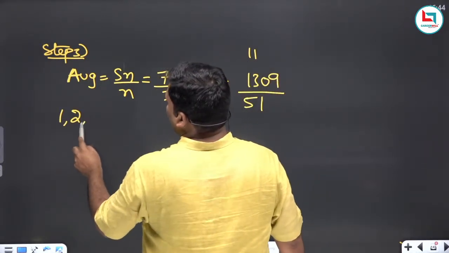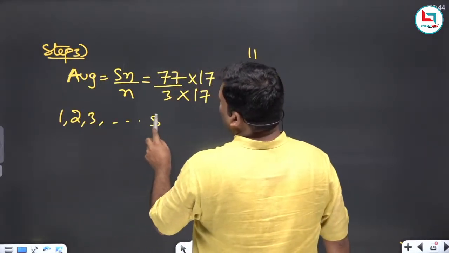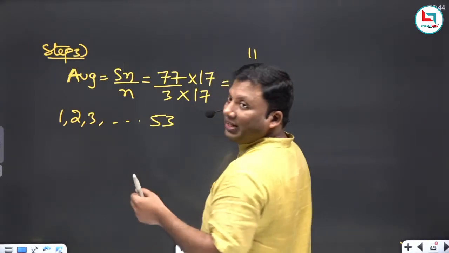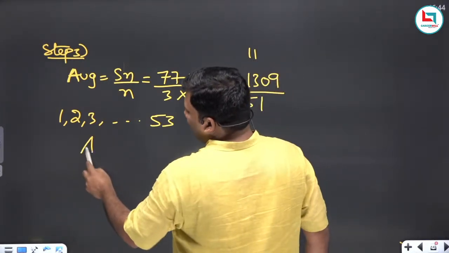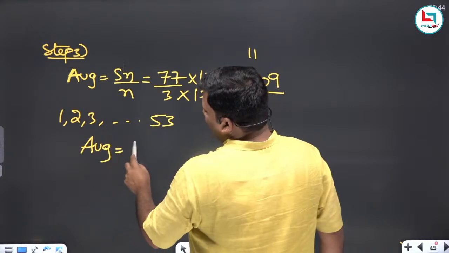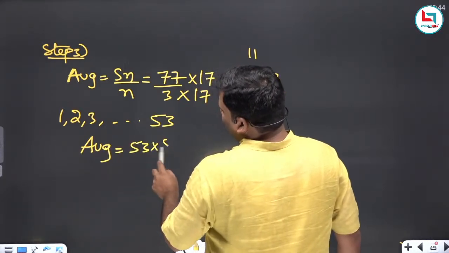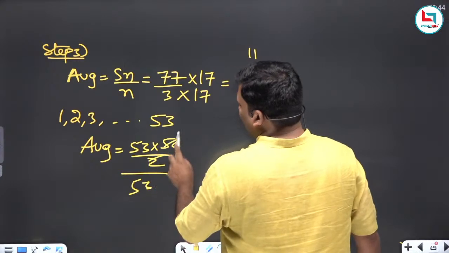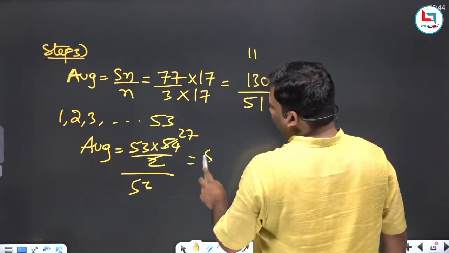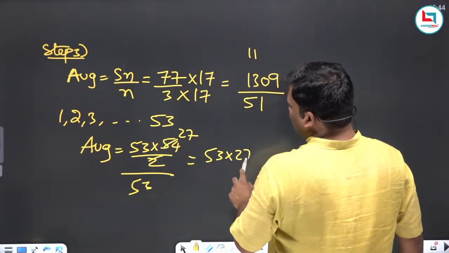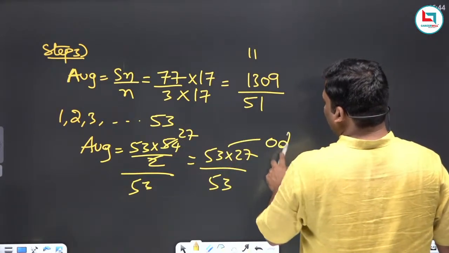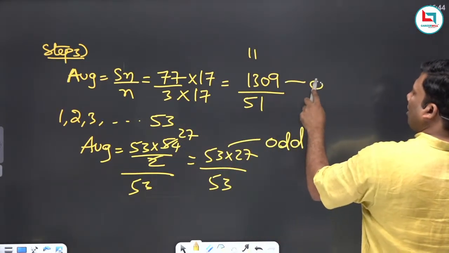That means totally how many will be there? Totally 53 page numbers will be there. The new average will be 53 into 54 by 2 divided by 53, which is 27. This is an odd number.